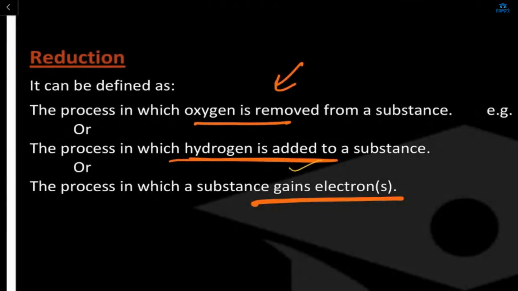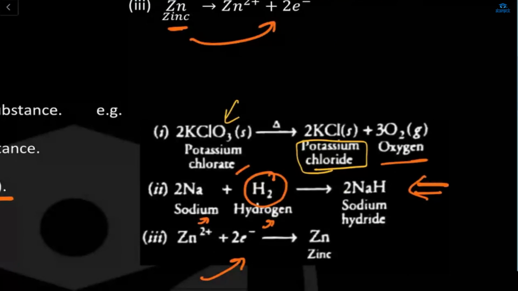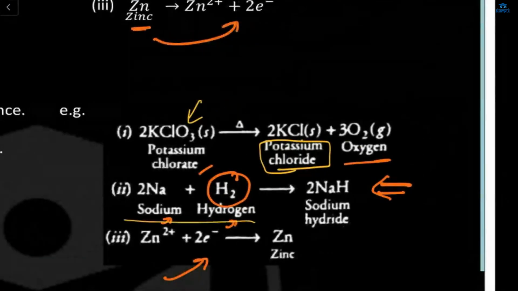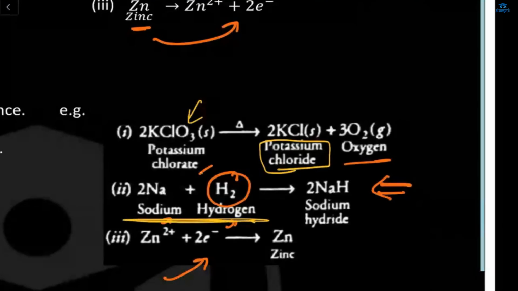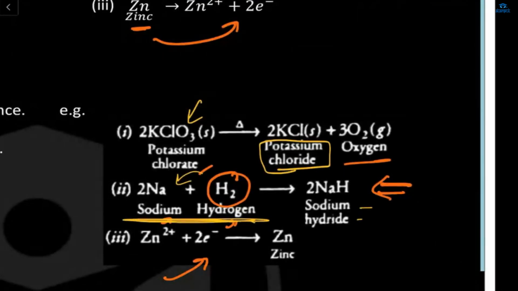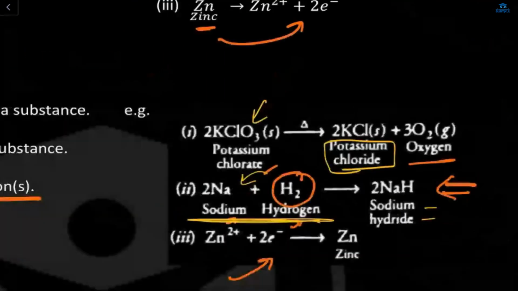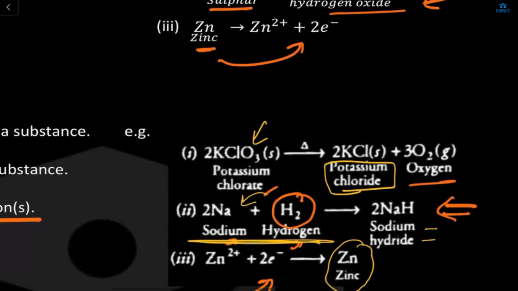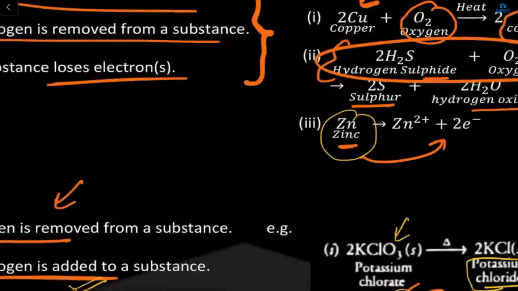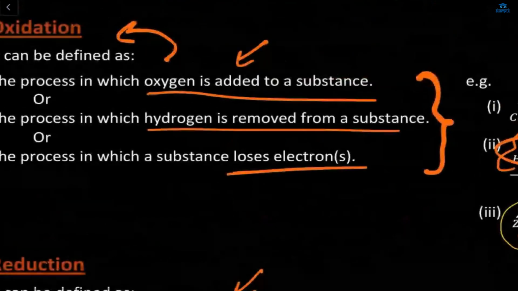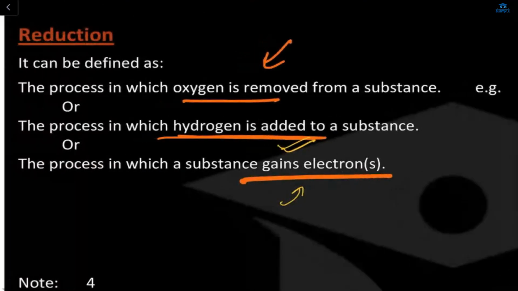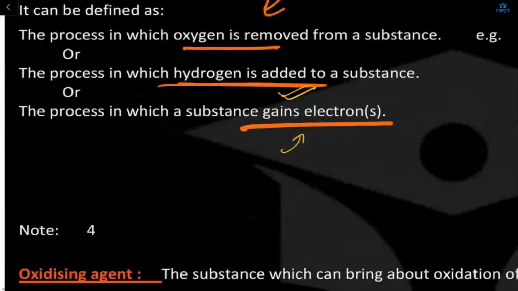Second, when hydrogen is added. So here, as you can see, sodium and hydrogen means hydrogen is added to the sodium, and then as a product, we are getting sodium hydride. In the last one, when a substance gains electrons. So here zinc gains an electron to form zinc, but here zinc loses an electron. So when zinc loses an electron, that's oxidation. When any substance gains electrons, that's reduction. Okay? Yes, ma'am.